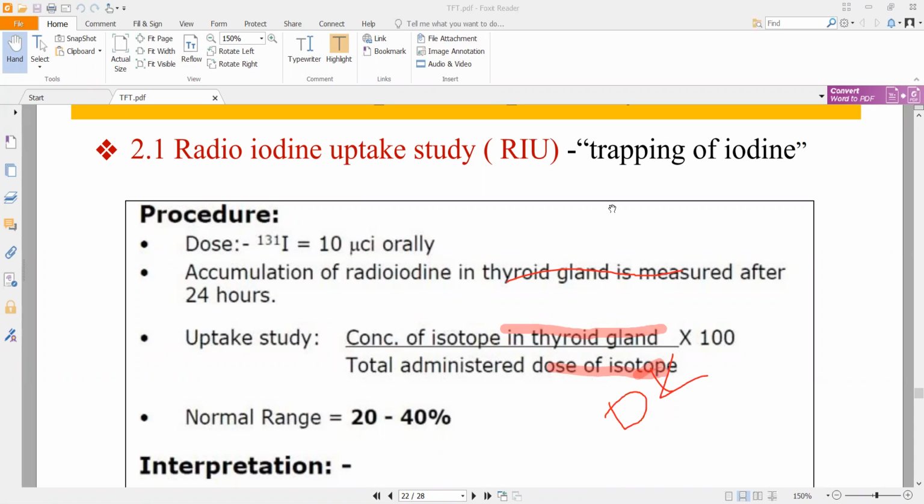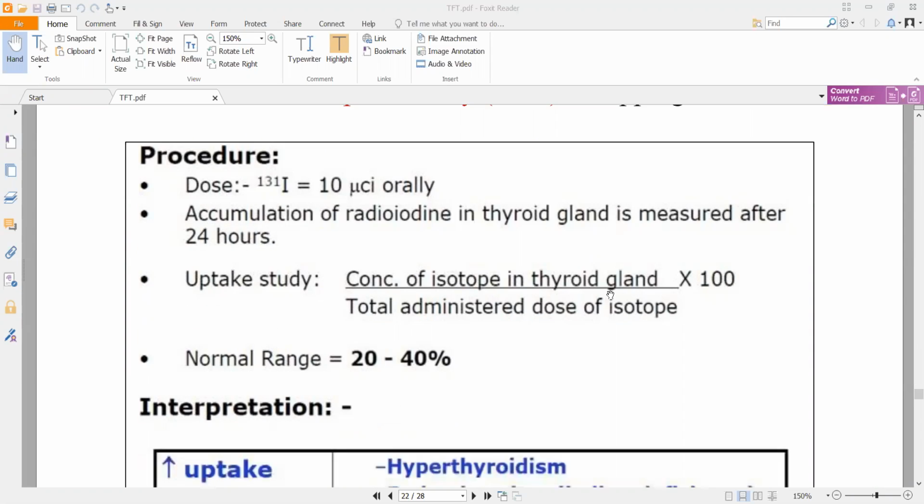Right. Now, how you measure that is by finding the ratio between the concentration of isotope present inside the thyroid gland, basically meaning how much iodine the thyroid gland has absorbed, versus how much you actually administered. So in case your thyroid gland is taking, let's suppose, 4 microcurie, that will be 4 divided by 10 microcurie, which is the total dose that you gave, times 100. This will give you 40%, right? That is how you find the range of uptake of your thyroid gland. This is how you will be able to measure.